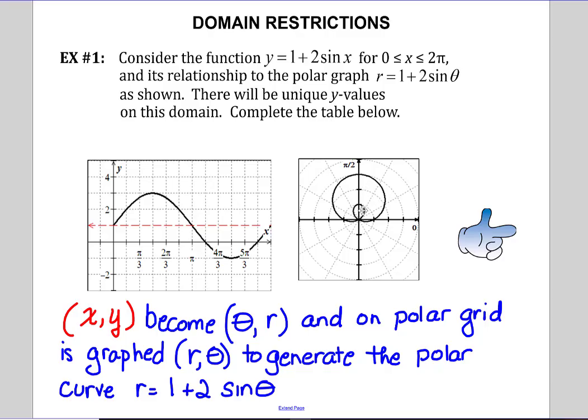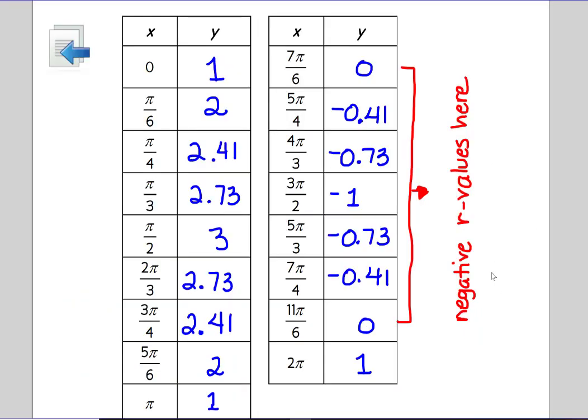That's the limacon with the inner loop. So the x, y's in my table become theta and r for the polar graph, but when we graph those, we graph them as radius and then the angle measurement. And that's going to generate this polar curve with the inner loop. It's interesting to note that the inner loop is formed by the negative r values that we saw on our table. Notice I said 7 pi over 6 to 11 pi over 6.